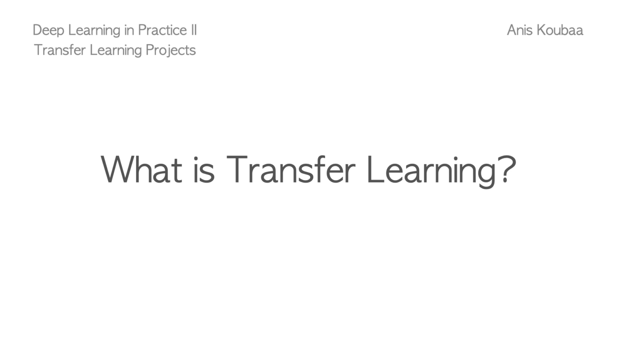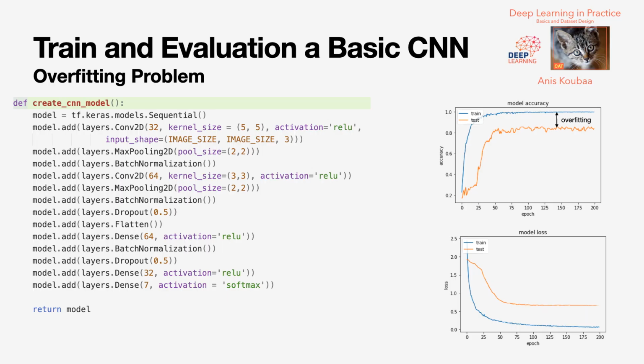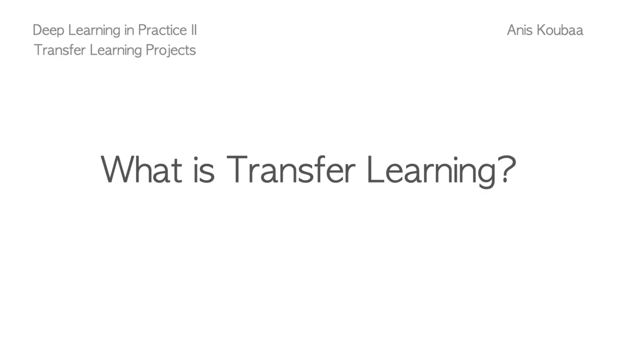In the previous lecture, we have observed that the CNN model that we built from scratch was not efficient as it has led to overfitting. In this lecture, we will see how we can use existing state-of-the-art CNN classifiers with transfer learning to optimize the training experience.